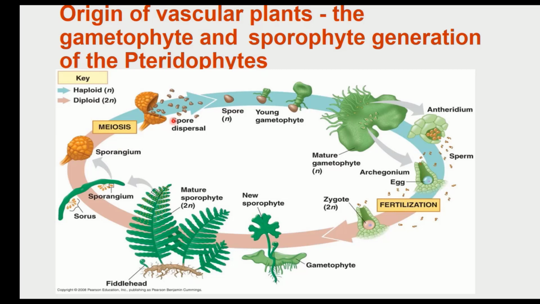Then there is spore dispersal, and then the spore, and then the young gametophyte, and then the mature gametophyte, which then develops the antheridium and archegonia. What's the difference between antheridium and archegonia?